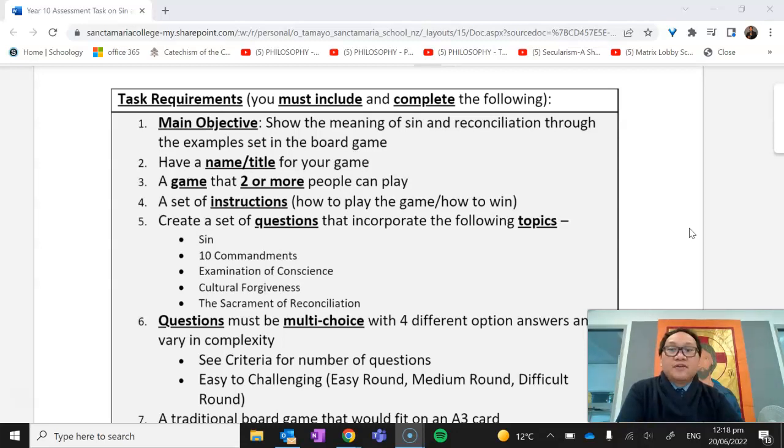Number 5. Create a set of questions that incorporate the following topics. Number 1. Sin. Number 2. 10 Commandments. Number 3. Examination of conscience. Number 4. Cultural forgiveness. Number 5. The sacrament of reconciliation.